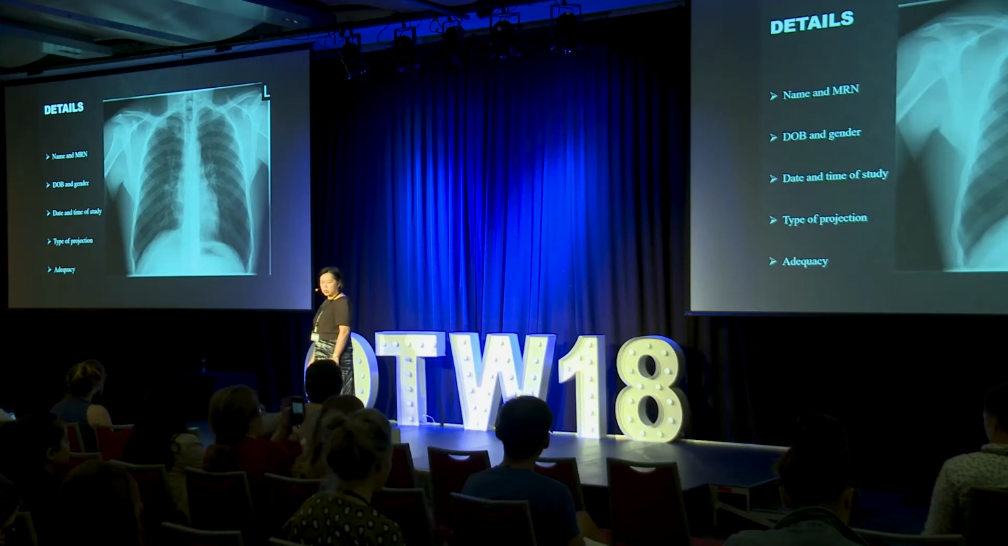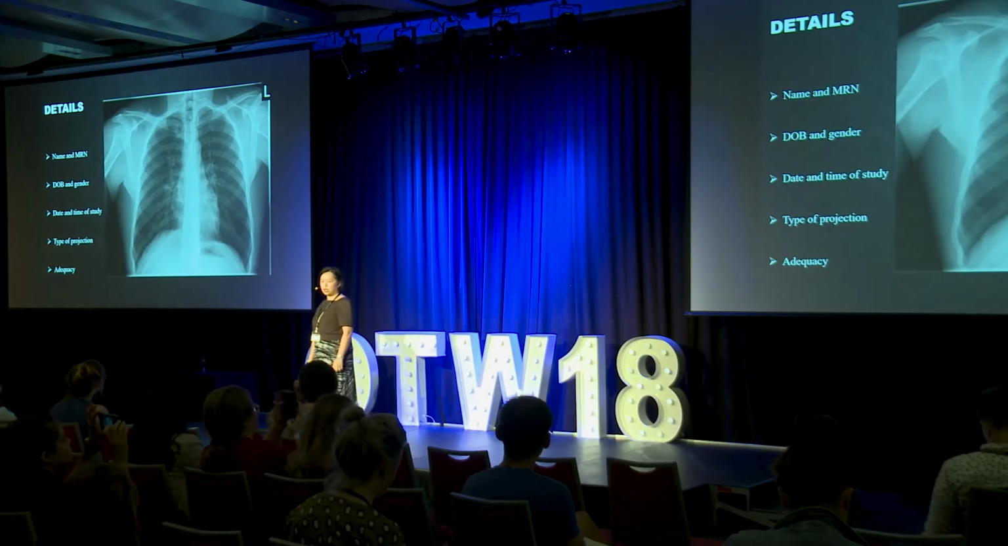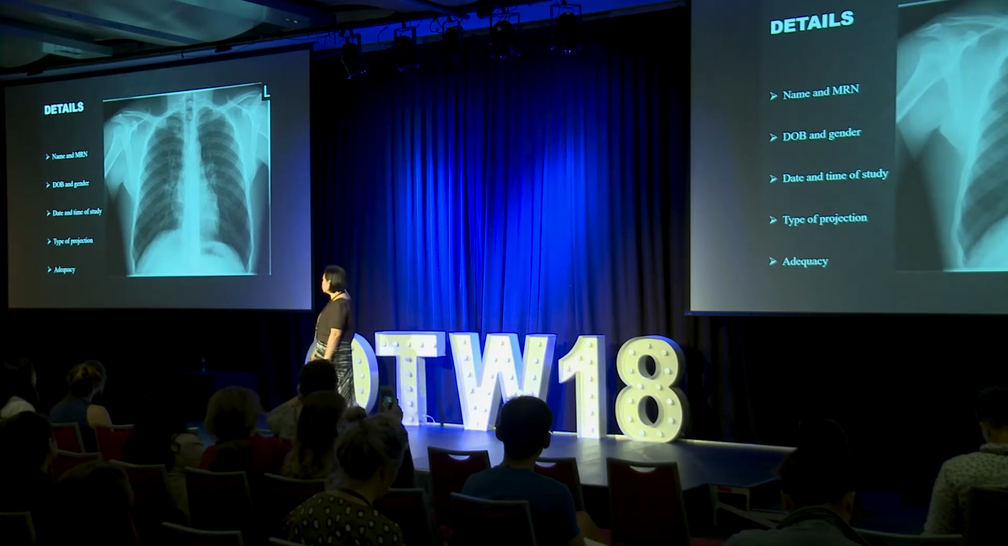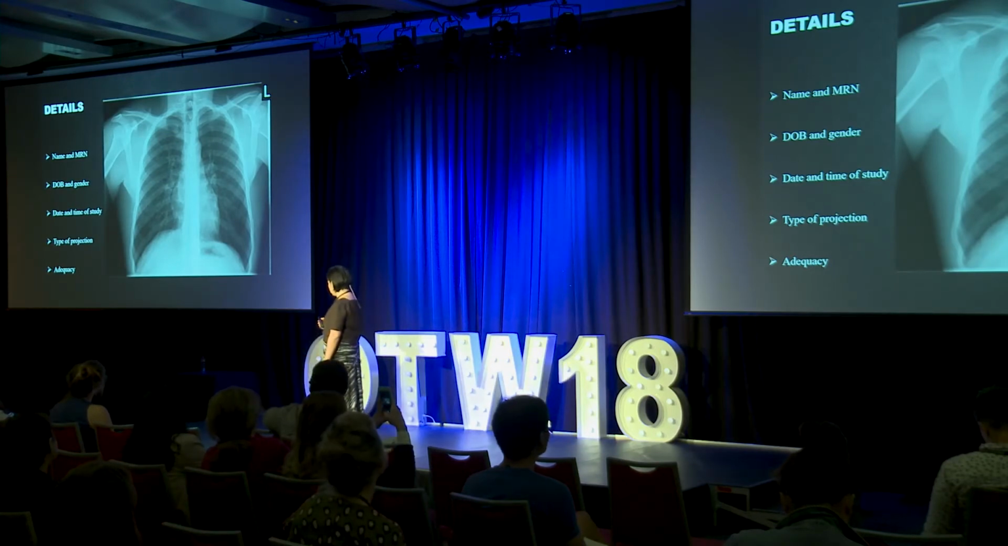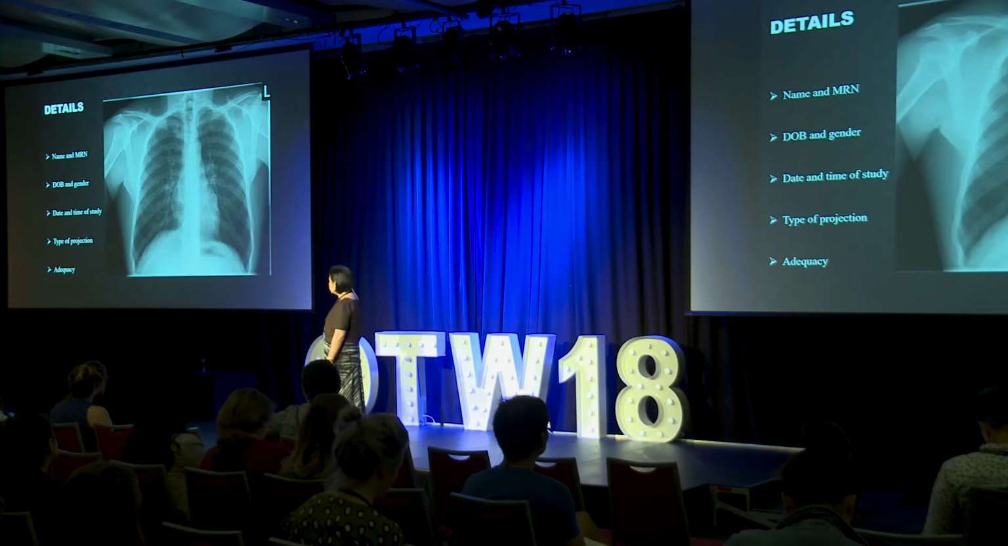And then also adequacy. Adequacy of an X-ray basically means that you have to cover the area that you're interested in. So on a chest X-ray, ideally you want to include at least the top part of the clavicle and past the diaphragm. Ideally, you include both costophrenic angles. If you don't have that in a cranio-caudal dimension, you haven't got a complete chest X-ray.